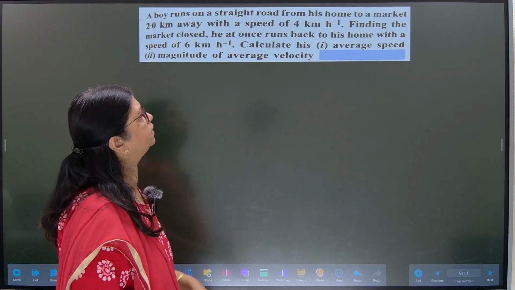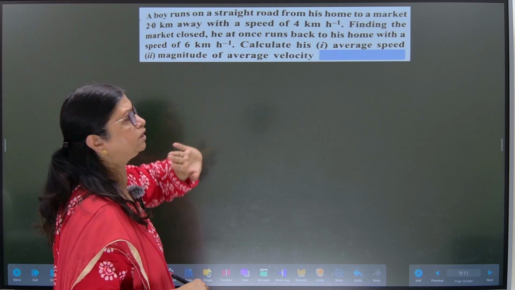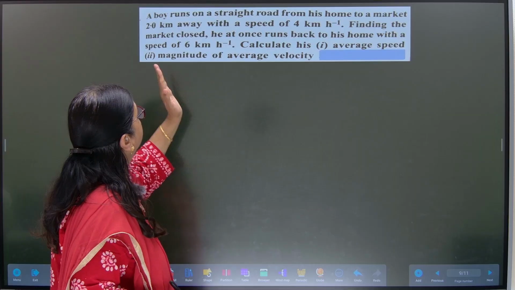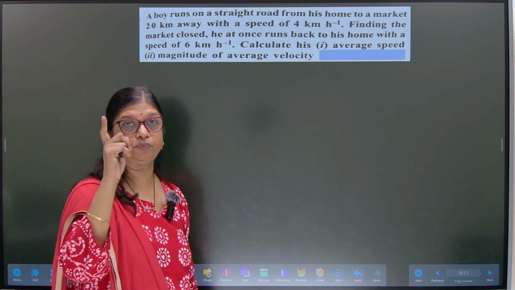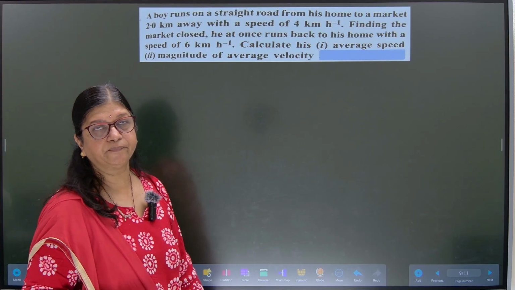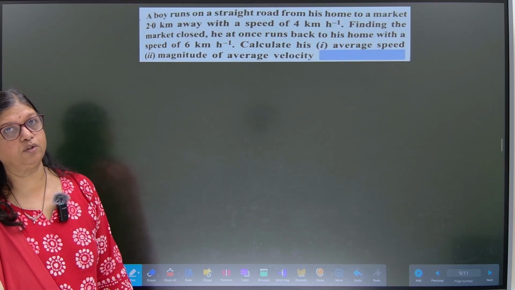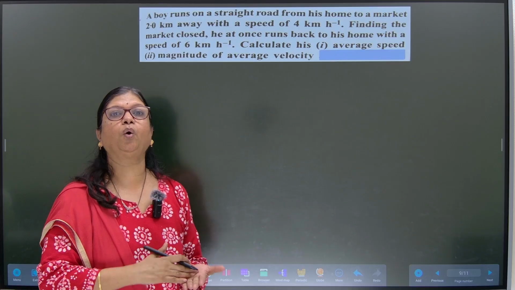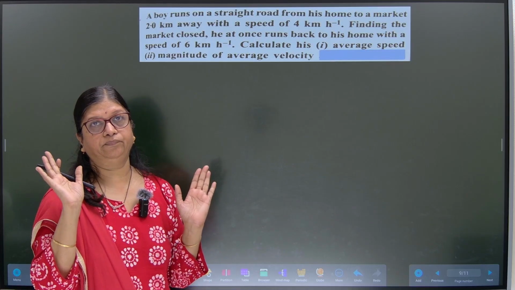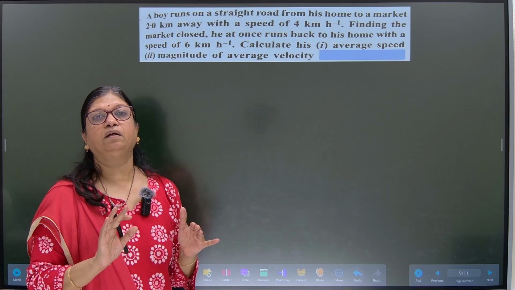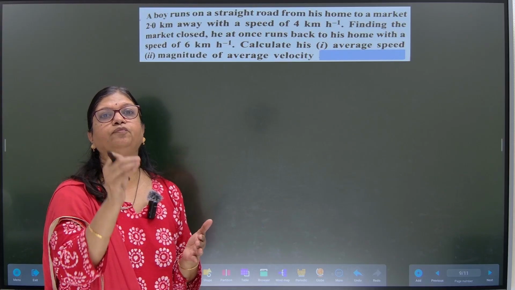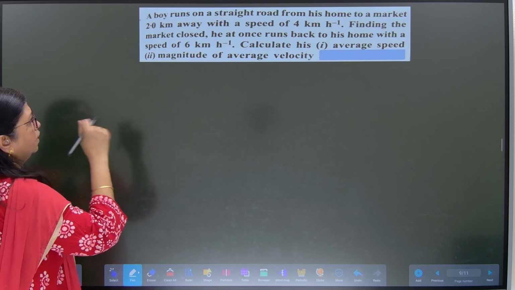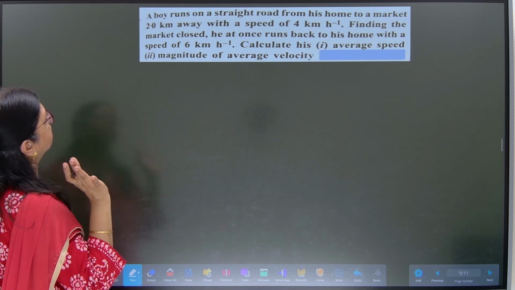He is coming back to his house from the market with a speed of 6 kilometers per hour. Calculate the average speed and magnitude of the average velocity. Now in this question, they have asked me the average speed also and average velocity also. This boy is also going from the home to the market and market to the home, just like the previous numerical, where the man was going from home to office and office to home. Okay, so let us first break the numerical into two parts.